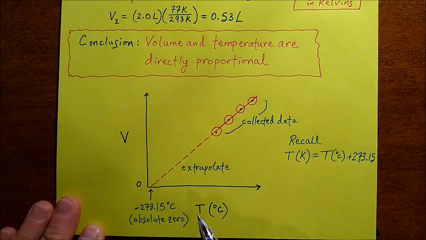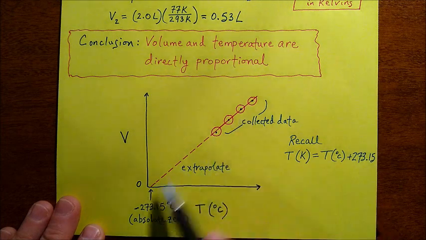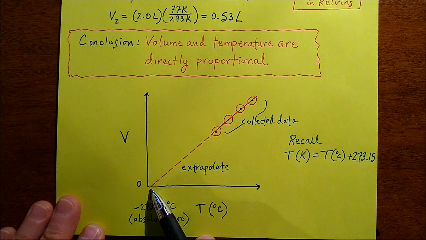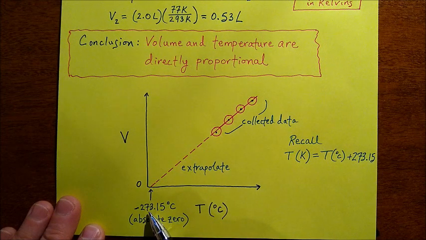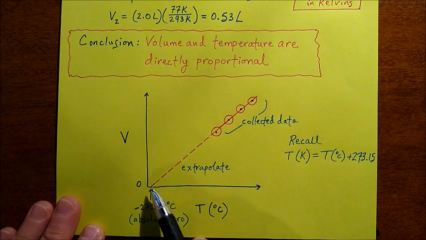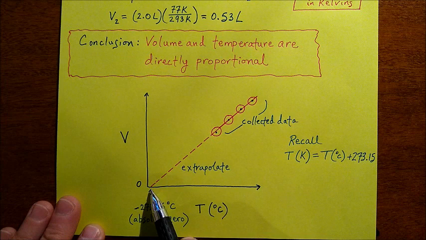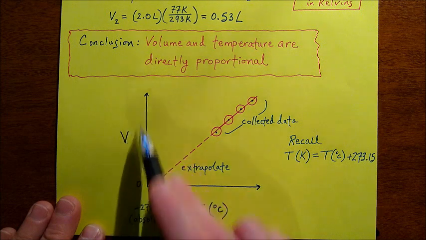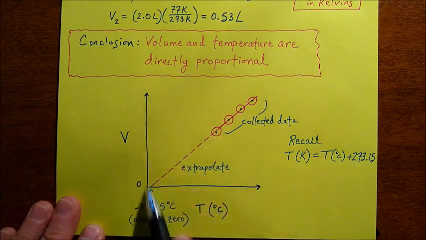It's called extrapolation. If I do that and I have good data, I should get my line crossing pretty darn close to negative 273.15 degrees C. If I do, that means I did a very good experiment. I am predicting that at 0 temperature, the volume of the container should collapse to 0.